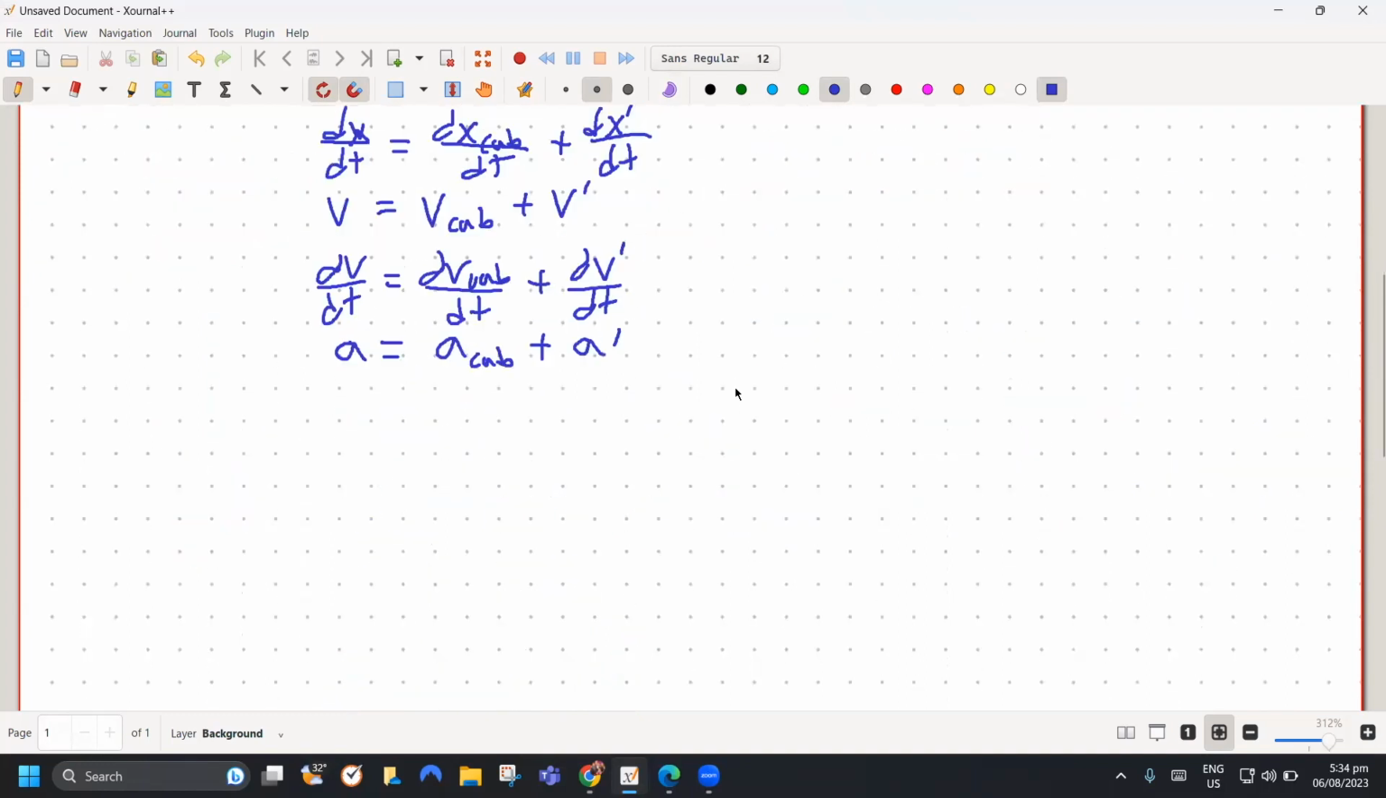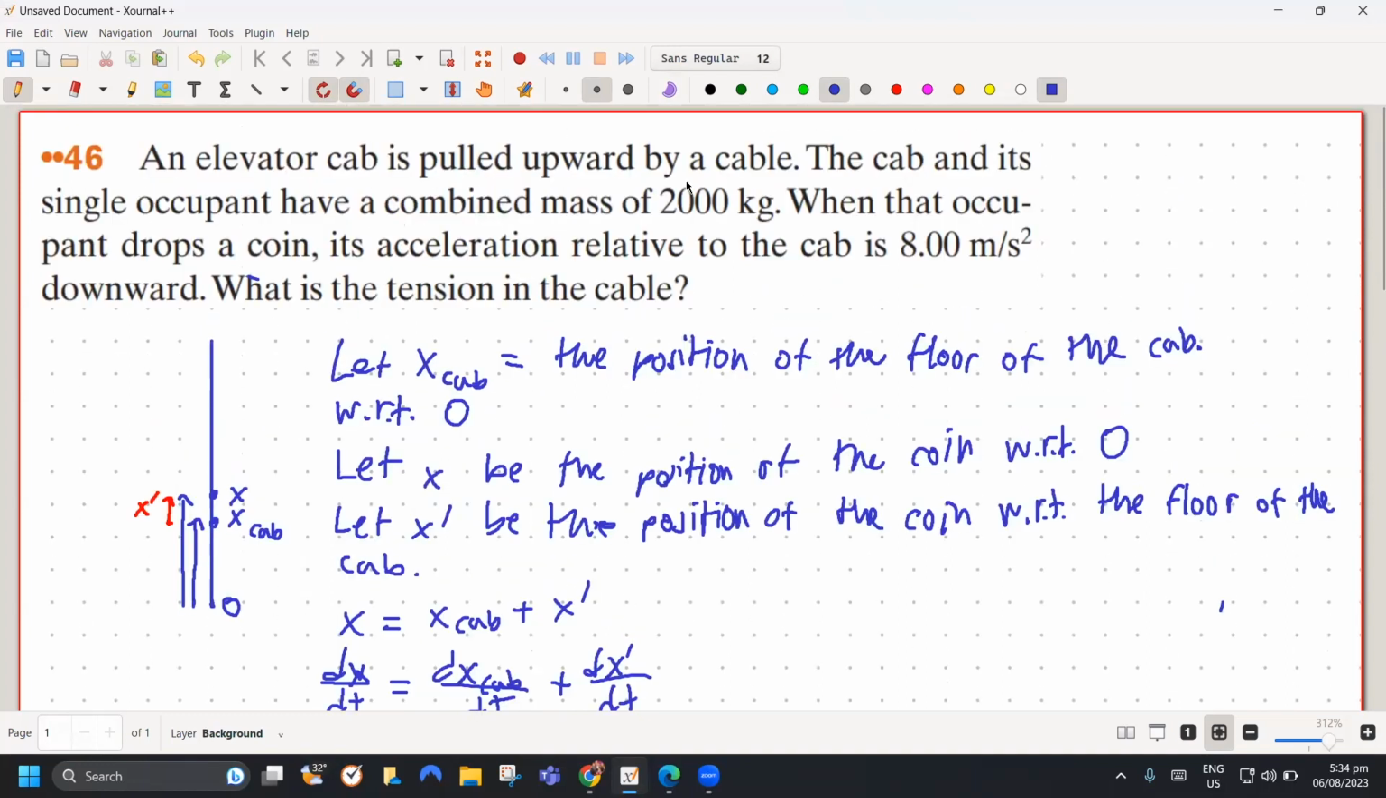Teka. Wag muna yon. Para malaman natin yung tension on the cable, what do we need to know? Yung mass po ng cab tsaka yung acceleration ng cab. Okay, so ang unknown, yung acceleration ng cab.